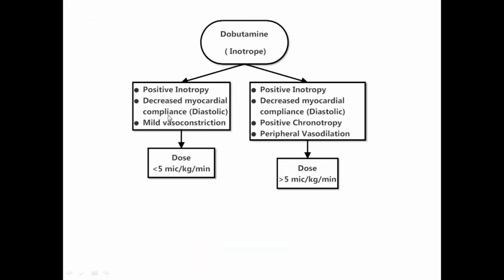I have to remind you that dobutamine is potentially a vasoconstrictor in the lower dose range, but still positive inotropic. Once you increase the dose higher than 5 mics, you get the higher range of dose, which is more vasodilator. But don't forget another thing: decreased myocardial compliance. Dobutamine might affect diastolic compliance, so you need to give more fluids. If you have low preload, you will actually worsen the filling by giving dobutamine, so you have to improve that by giving more fluids.